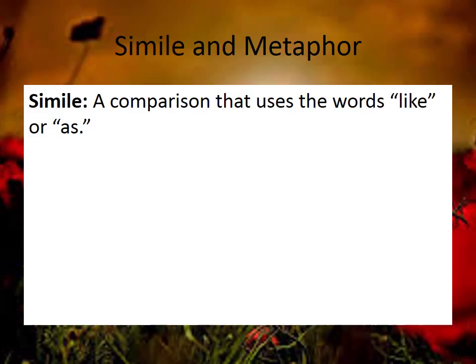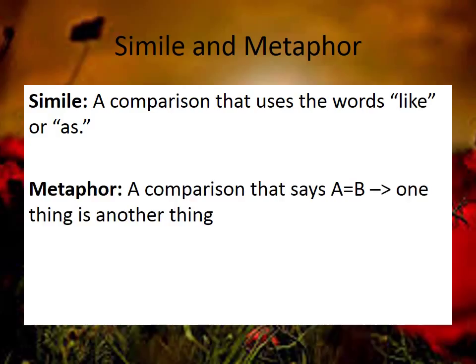Okay, simile and metaphor. You all know the same old definition. A simile is a comparison that uses the words like or as. A metaphor is a comparison that says A actually equals B. One thing is another thing. And so they're both comparisons. And the metaphor is actually more powerful because it says it is that thing, whereas a simile says we can compare it. It's kind of like something else. When we think of this, we can think of that.